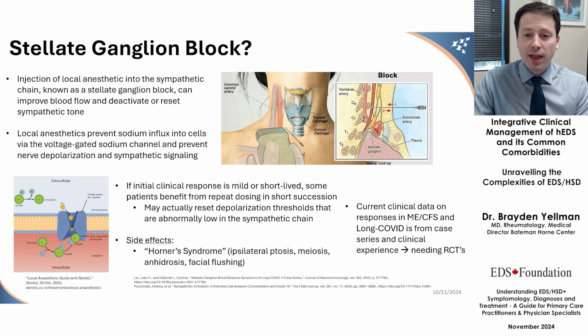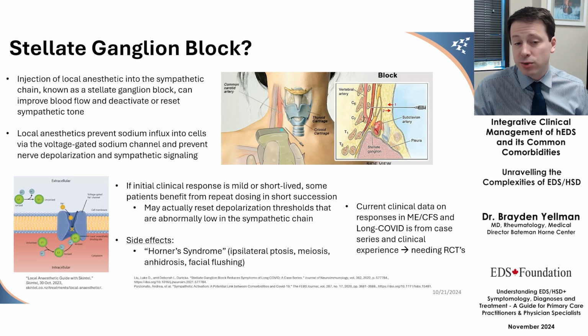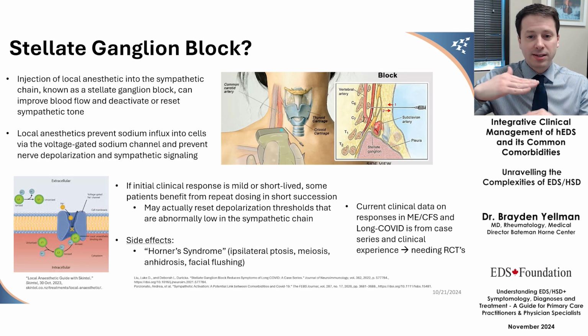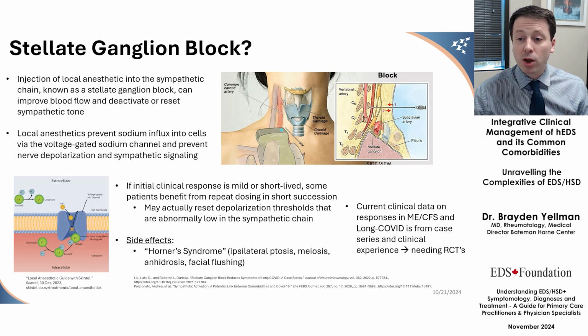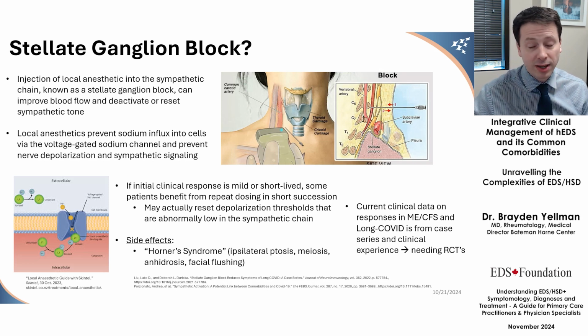So if a patient receives these and they have an initial clinical response that is mild or short-lived, we sometimes will repeat the procedure in short succession, maybe a couple of days later, maybe a week later. And when you start to do that in succession, you really start to see a change in that overall threshold for depolarization and a reduction in activation of that sympathetic response. Current clinical data on responses in ME/CFS, long COVID, and hypermobile patients is just from case series at this point, so we really do need randomized clinical trials. But I have used these many times in my patients with great success.